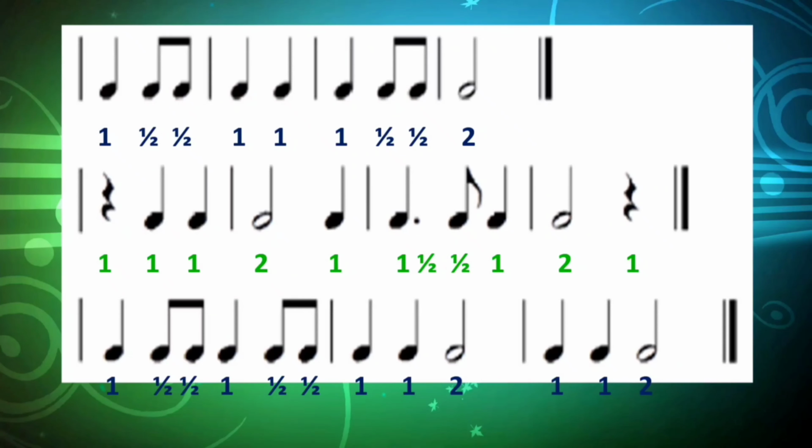In example number 3, we will do the same. We will look at the divisions of the notes. There are 3 measures: the first measure, the second measure, and the third measure. In the first measure, we have 4 beats. Second measure, 4 beats. And the last measure has 4 beats.